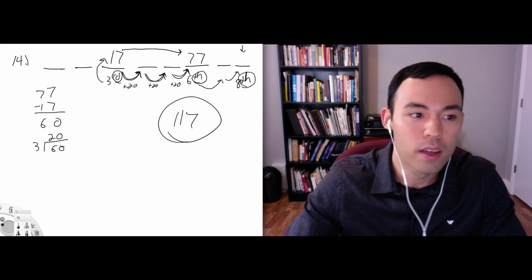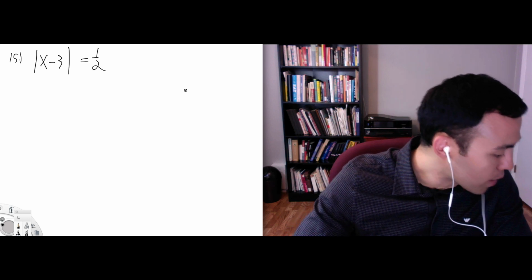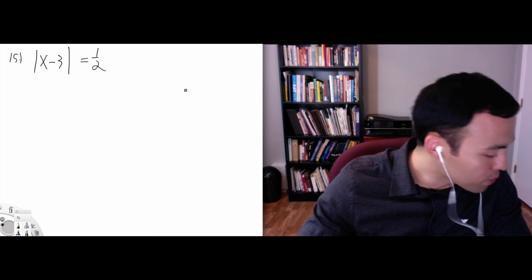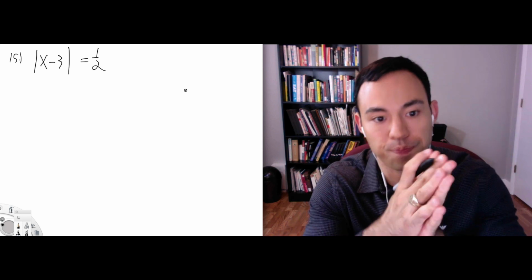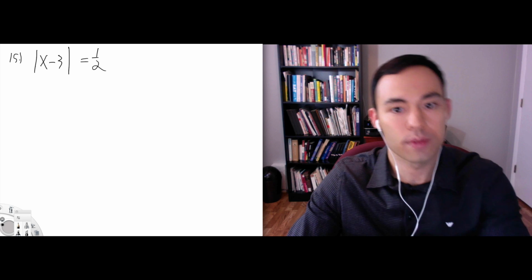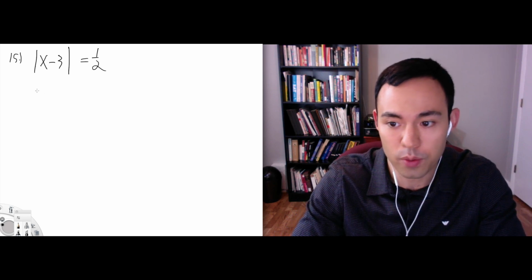Okay, so 15. We have the absolute value of x minus 3 equals a half. And what is the least value of x that satisfies the equation above? There are several ways, I guess 2 main ways we can do this, but let me just show you my favorite way.